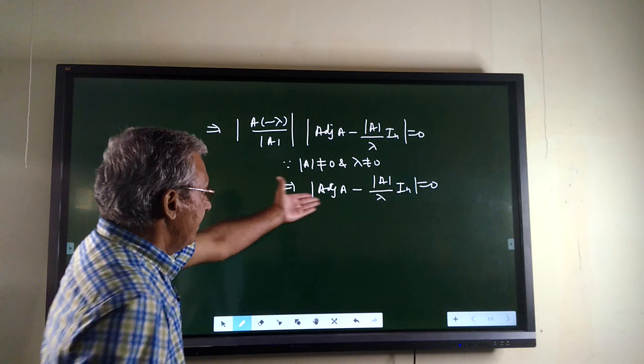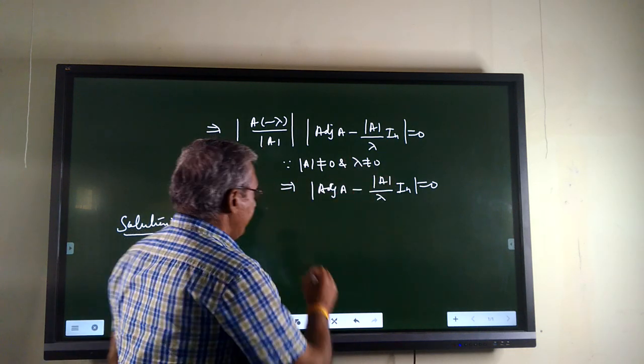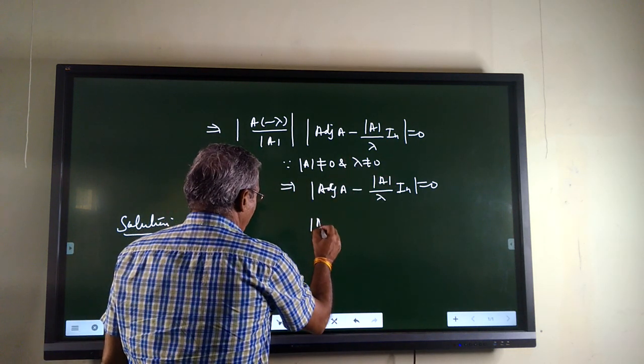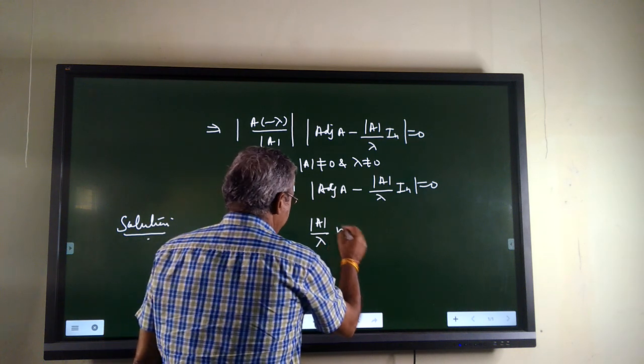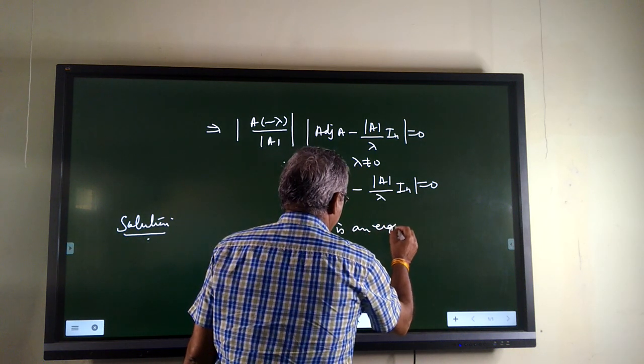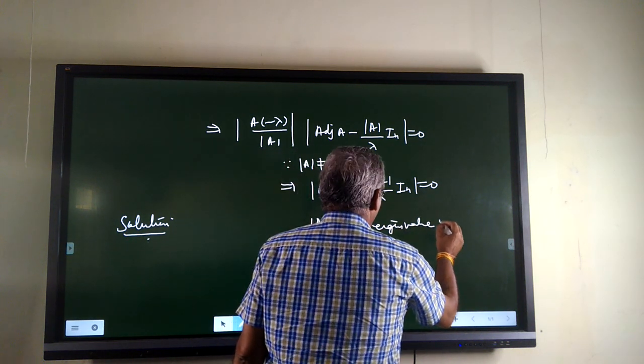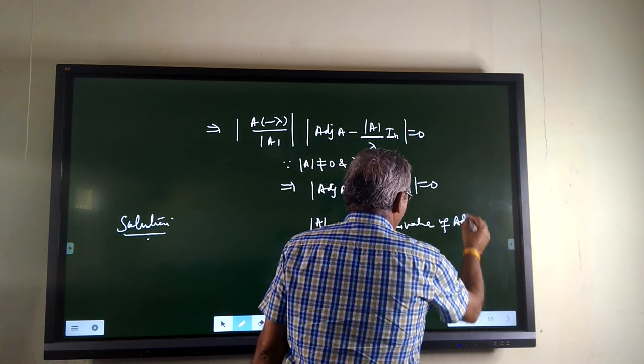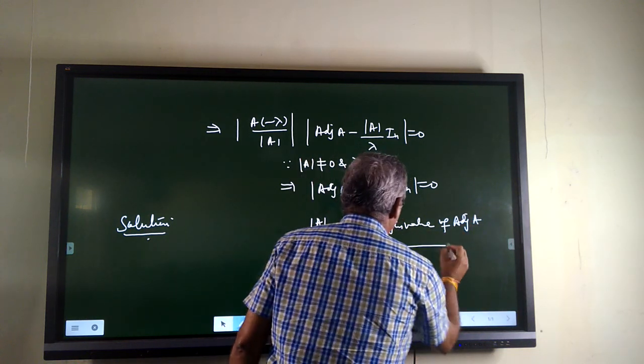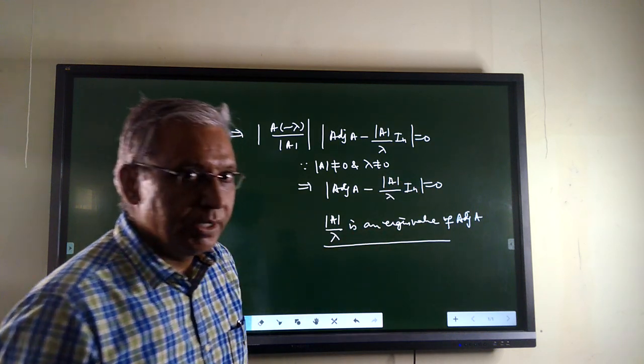This equation shows that determinant of A upon lambda is an eigenvalue of adjoint of A. Hence proved.